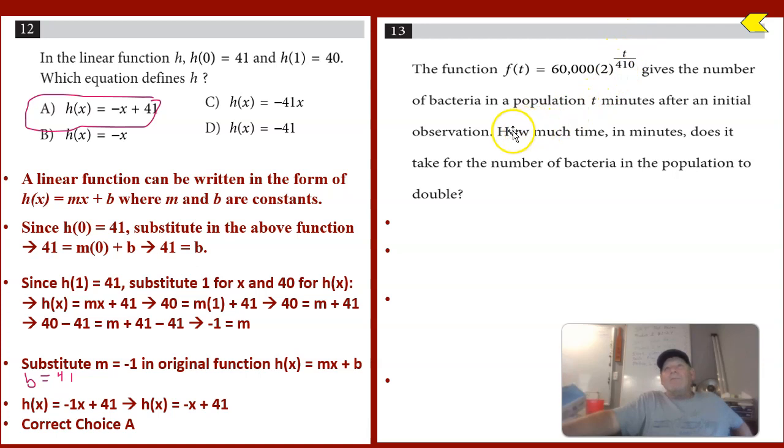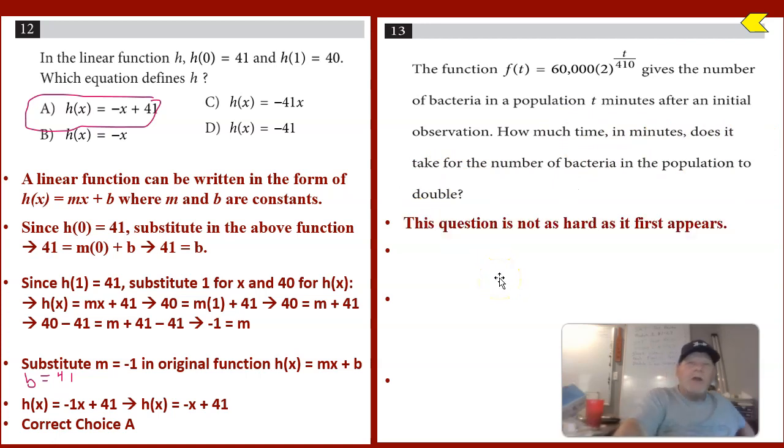It says how much time in minutes does it take for the number of bacteria in the population to double? All right, so now you just have to understand what exponential growth is and how you can deal with that.